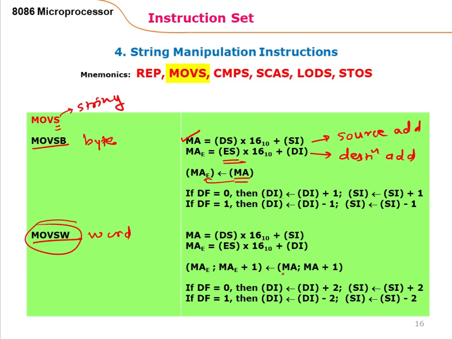Now the contents of memory address MA are copied to the destination address MAE, and the contents of source address MAE plus 1 are copied to the contents of destination address MAE plus 1. Depending upon the direction flag status, if DF is 0, then destination index and source index are incremented by 2, and if DF is 1, then destination index and source index are decremented by 2.